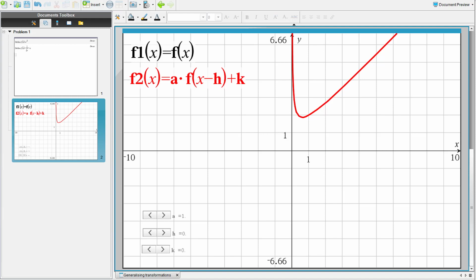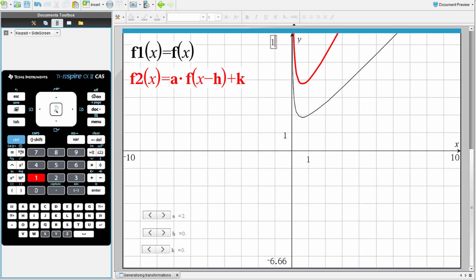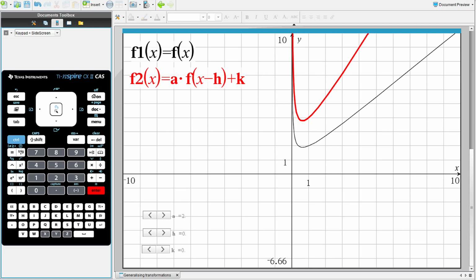I know that if I were to make A 2, it would take every one of these points on the graph and multiply the y values by 2, so it's stretched further away from the x-axis. And there it is there. Let me adjust my y value here, maybe to 10, so we can see a bit higher up. So we have stretched this graph. We've dilated it by a factor of 2 from the x-axis. You can take any point on the black graph, double its y value, and you get the equivalent point on the red graph.